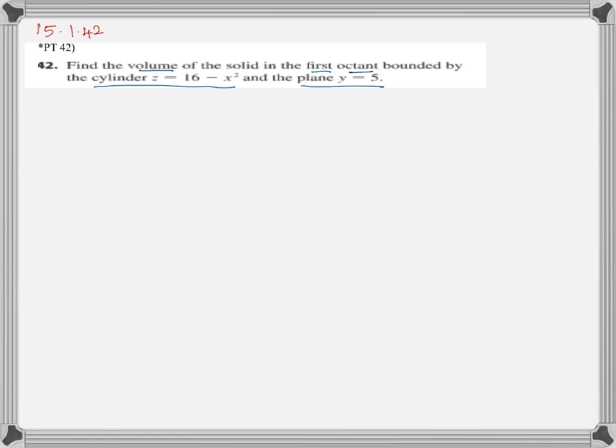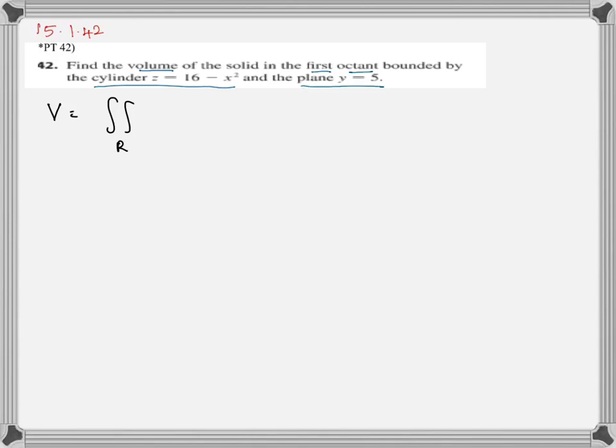The good thing about this problem is that we have to consider only the volume in the first octant. So we have to see where the cylinder intersects the x-axis, and it is bounded by the plane y equal to 5. So we know the y upper limit is fixed by y equal to 5. Then only the x upper limit needs to be found out by seeing where the cylinder crosses the x-axis.